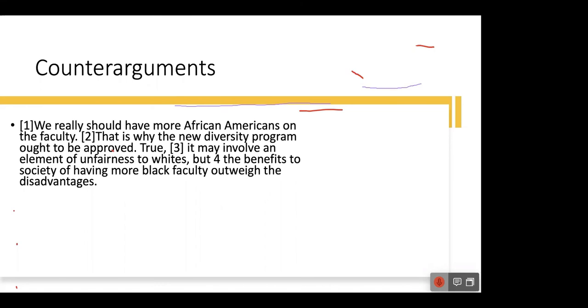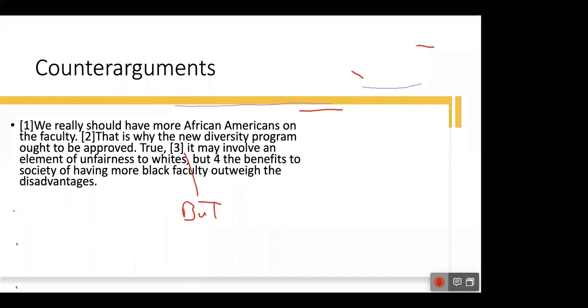We really should have more African Americans on the faculty. That is why the new diversity program ought to be approved. True, it may involve an element of unfairness to whites, but the benefits to society of having more black faculty outweigh the disadvantages. So what's the main conclusion in this argument?